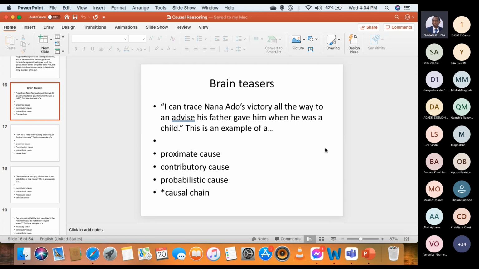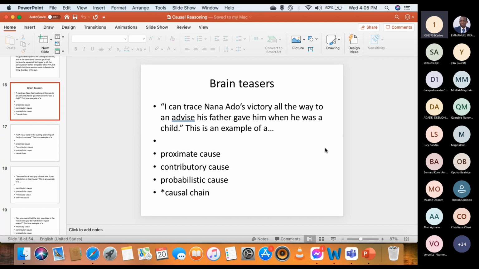Yes, my using the word "might" may be in disagreement with the exercise itself, because the exercise reads, "I can trace Nanado's victory all the way to an advice his father gave him." That suggests he was actually working with the advice, not that he might have worked with it. Exactly my point. So let's say I said it. Let's say you said it.